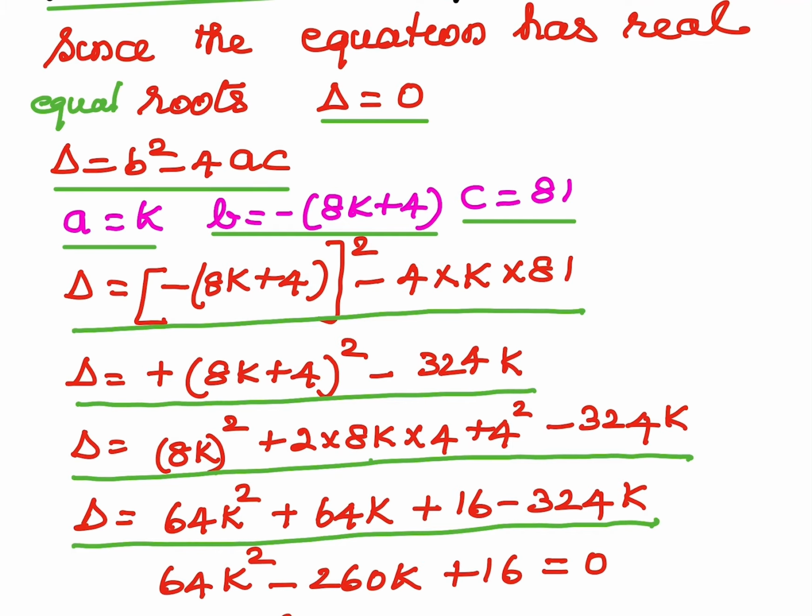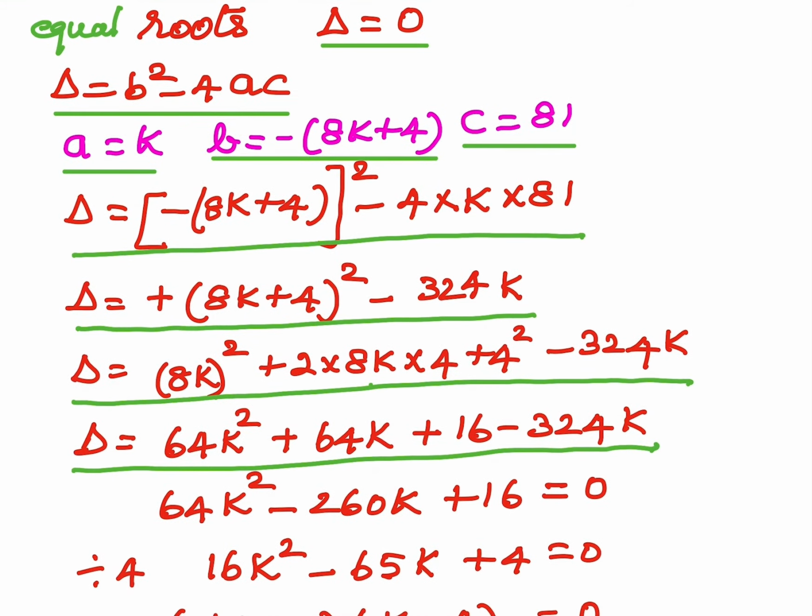So now they have given delta is equal to 0. So we have 64k squared, 64k minus 324k, is plus and minus, so we subtract. We get 260. The bigger number is 324, so we assign minus. So minus 260k plus 16 is equal to 0. Now we see 4 is common in all the three terms, so we divide this by 4.